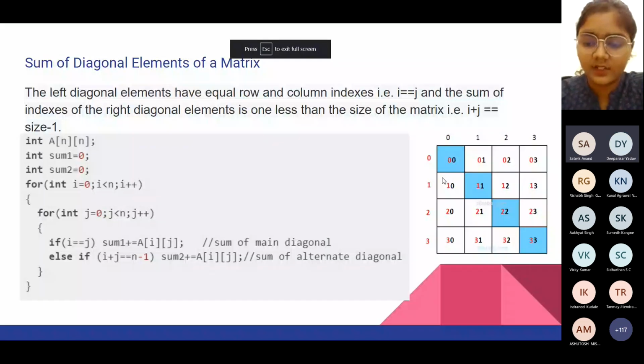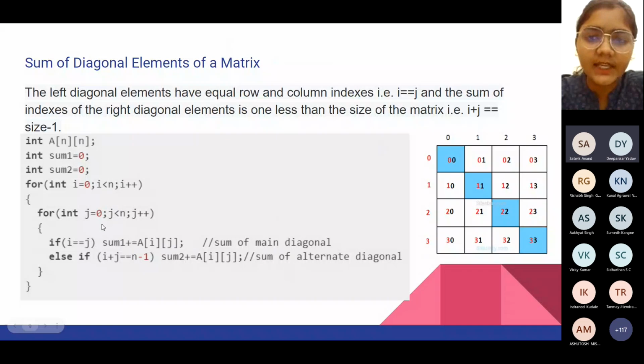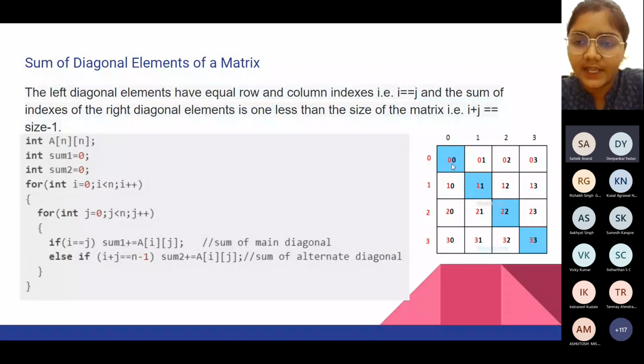Okay, so let's see how we can solve this. As you know, the diagonal elements will have i and j equal. So if you're on the first row, with i equal to j, the element of the matrix will be the element at i, i. And for checking the alternate diagonal, instead of j, you can replace it with n minus 1 minus i.